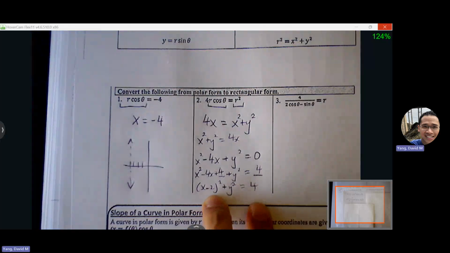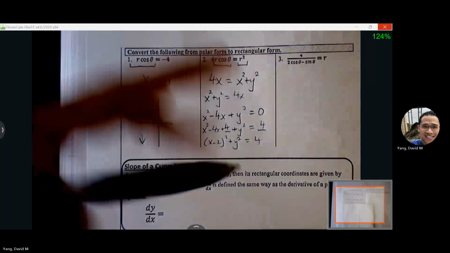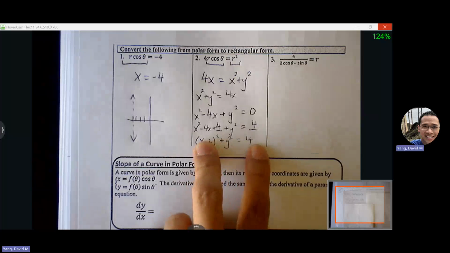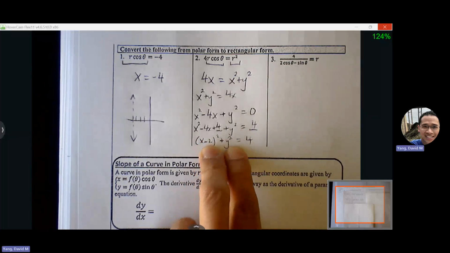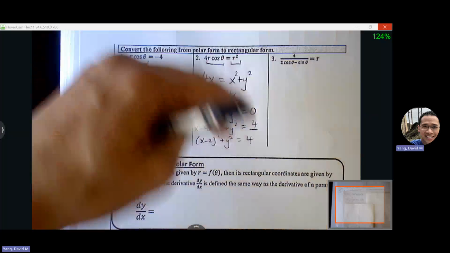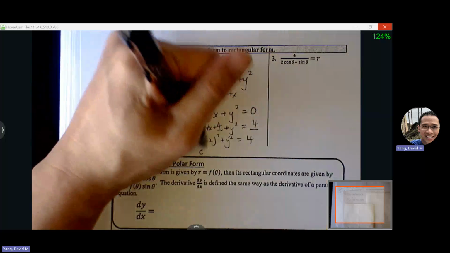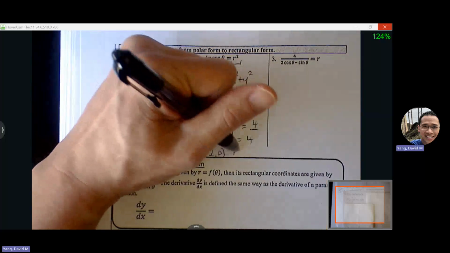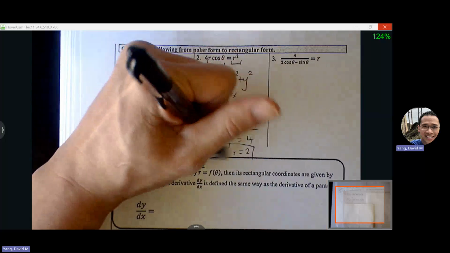So if you recognize this, this is basically the form of a circle, right? This is a standard equation for a circle. My center is at (2, 0), and then my radius is 2.